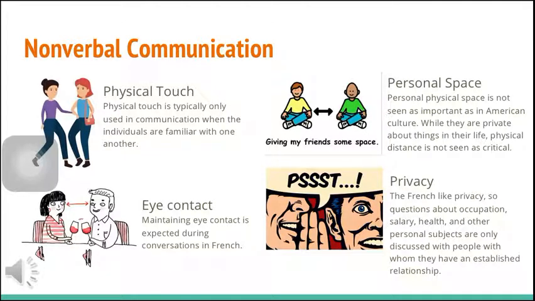On the contrary, personal space is not seen as important. While they are private about other things, physical distance and personal space are not as strict. Lastly, eye contact is expected during conversation. It is a sign of courtesy and respect, as well as an indication that you are paying attention to the speaker.